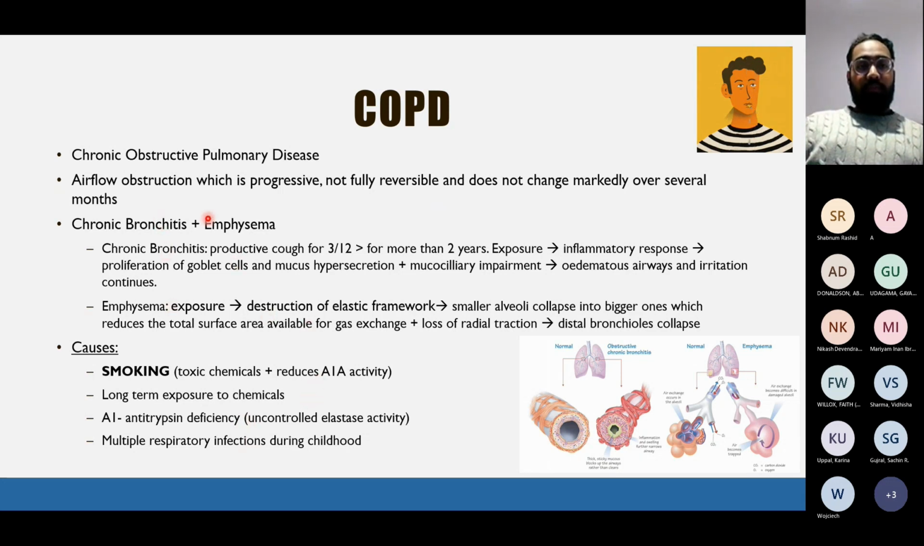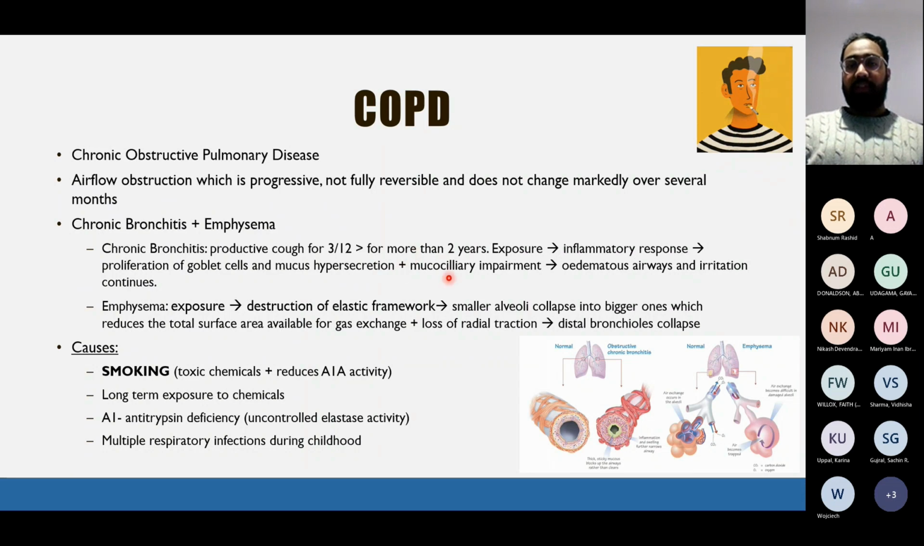And the pathophysiology is broken down into two conditions. You can get either one of these conditions. You can just have emphysema or chronic bronchitis, but when they combine, that's when you get COPD. Chronic bronchitis is defined as a productive cough for 3 months out of the year for more than 2 years consistently. And what happens is you get your exposure. So if you take cigarette smoke, you get all your nasty chemicals in it. That triggers an inflammatory response, more goblet cells. So you can see how this is a little bit similar to asthma. And you get mucus hypersecretion.